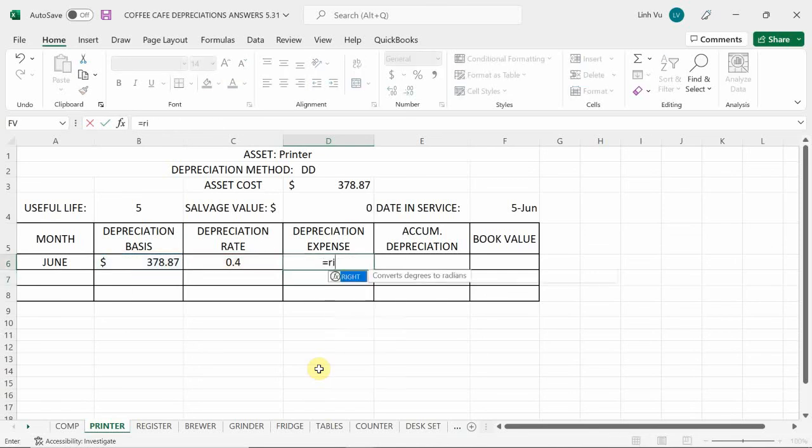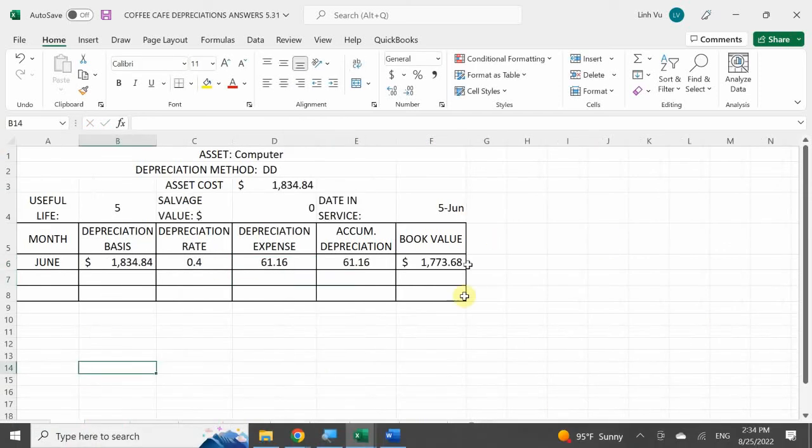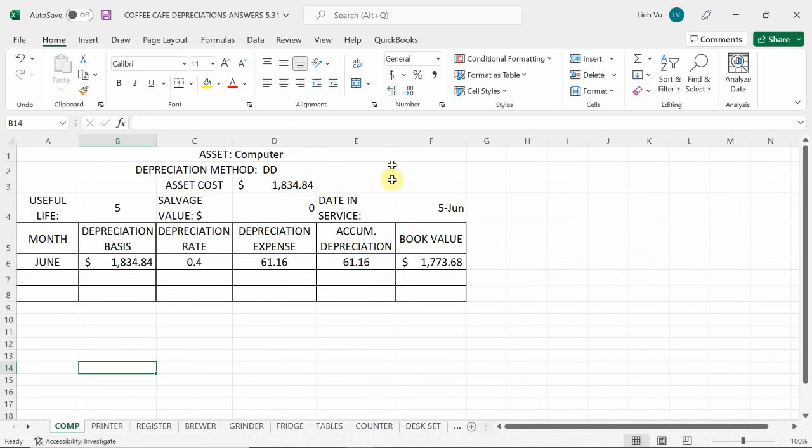Do that again. Equal round. Oh, I'm missing a number here. And I think I'm on the wrong one. I am on the wrong one. Okay, computer. You said 61.16. Good. Right? And then subtract it out. You'll get 1773.68. Okay. All right. 1773.68. Awesome.